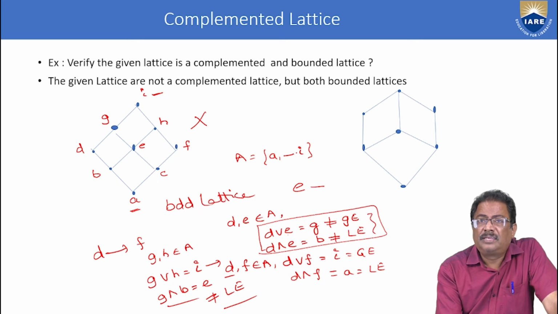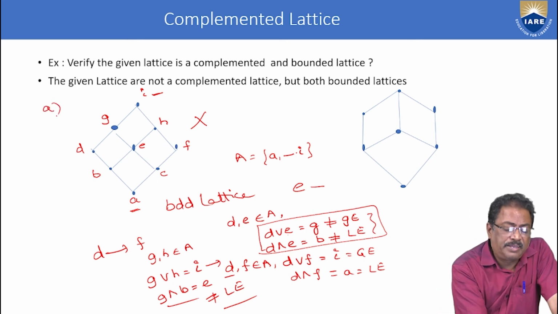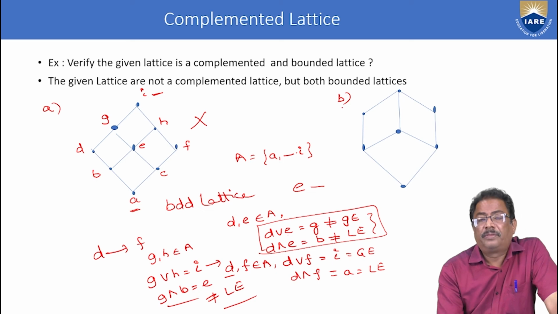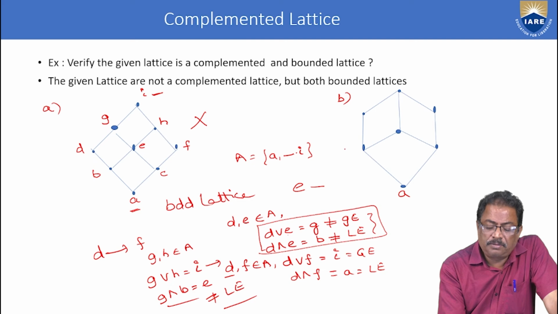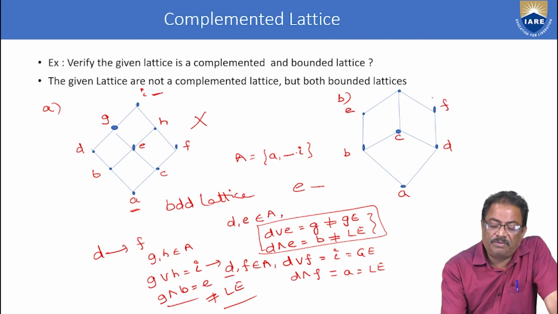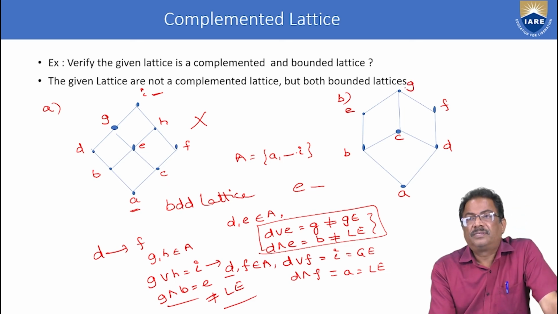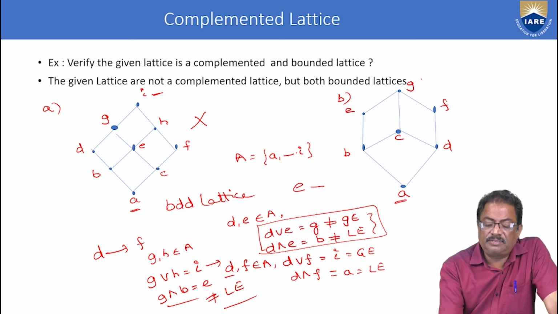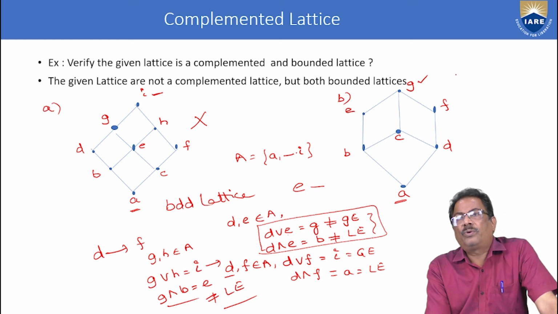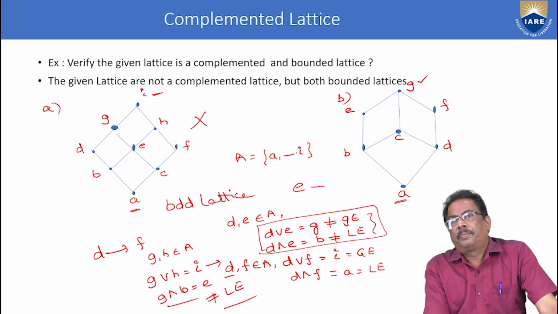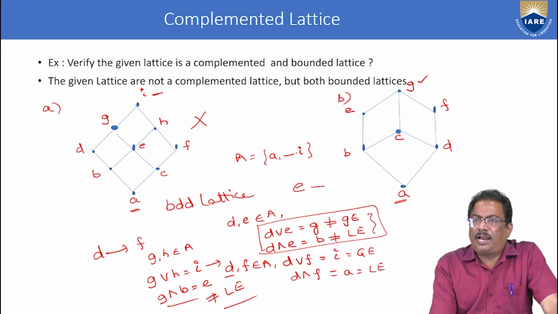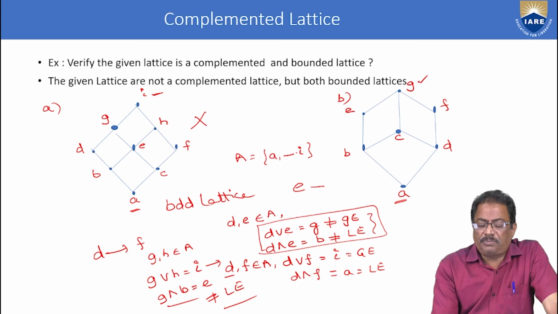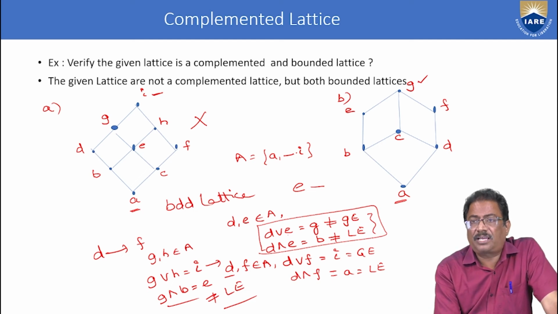If I am taking another example, let us say this is A, and this is B, and let us take A, B, C, D, E, F, G. It has a least element and it has a greatest element, so we can say that it is a bounded lattice. But it is not a complemented lattice.